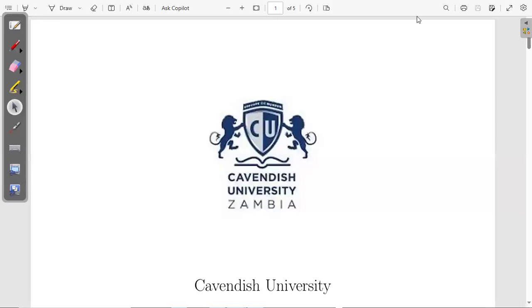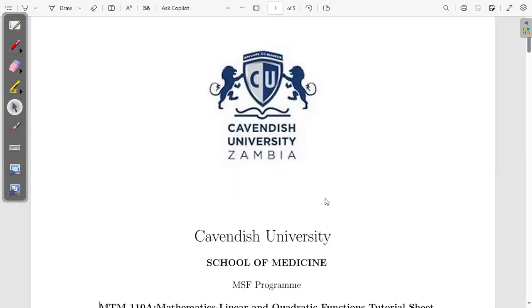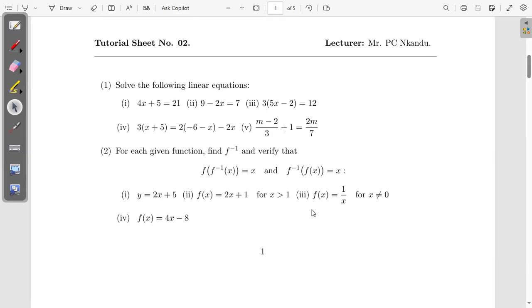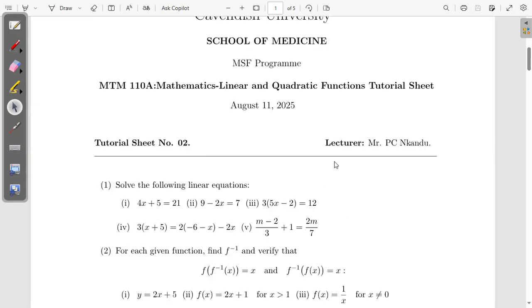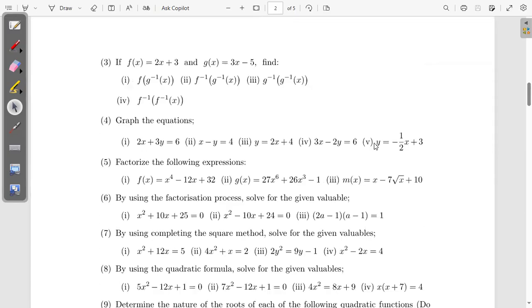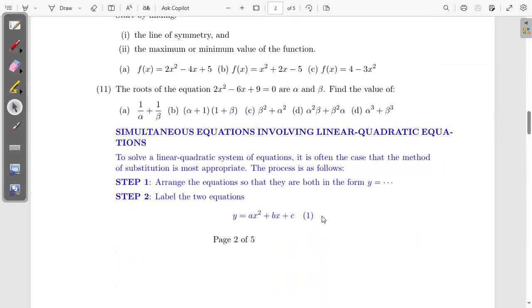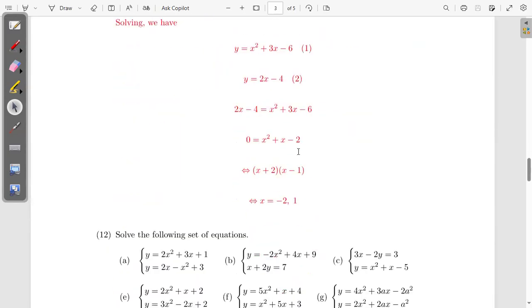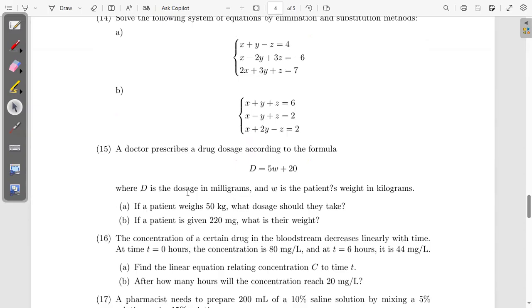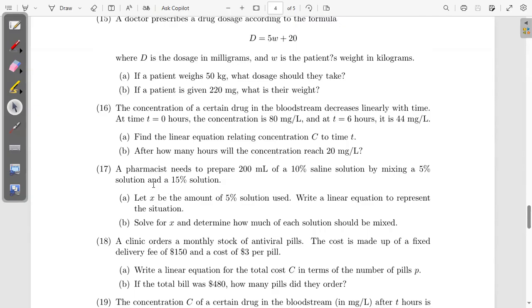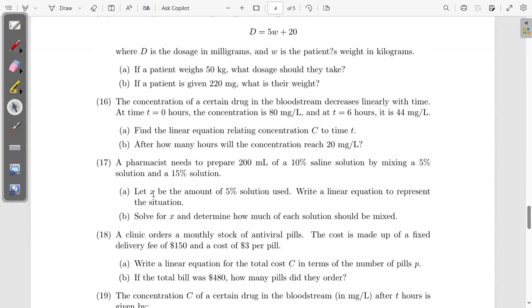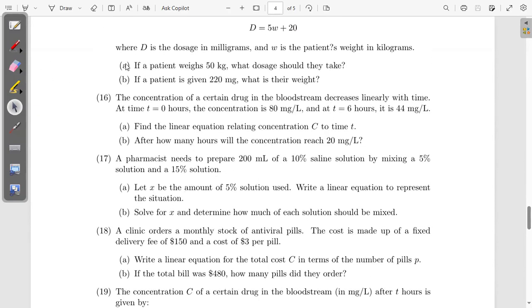Right, welcome to this tutorial. In this video we're going to look at tutorial sheet 2 of math, that is Cavendish University School of Medicine, and we're going to be solving the practical questions, that is question 15, 16, and 17, and we'll finish with 18 for this video. All right, let's jump into it.